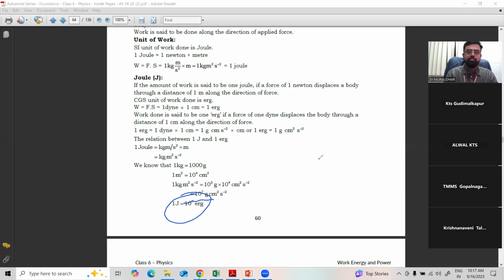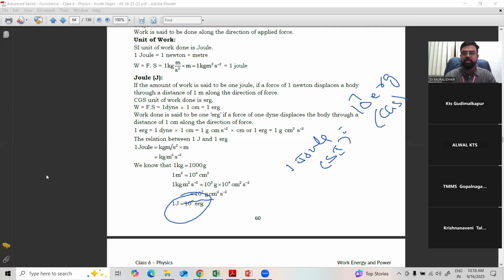Very important value. One joule, which is the SI unit, is equal to 10 power 7 erg, which is in the CGS system. We can derive this in higher classes. In simple terms, we can convert also, no issue, right? So this is about the work done on a system.